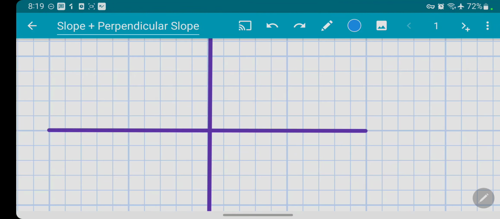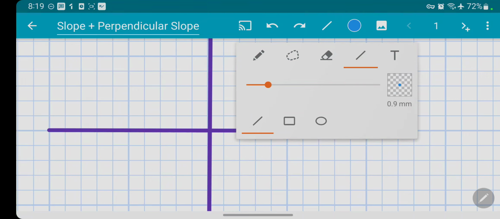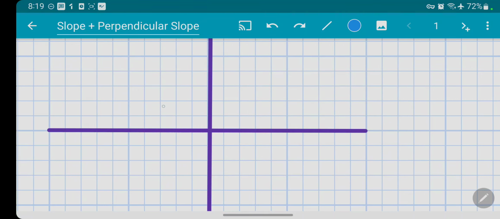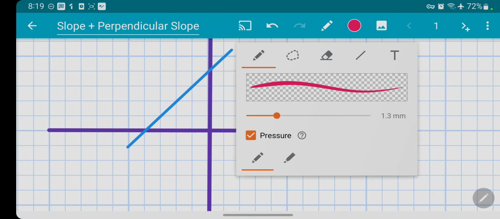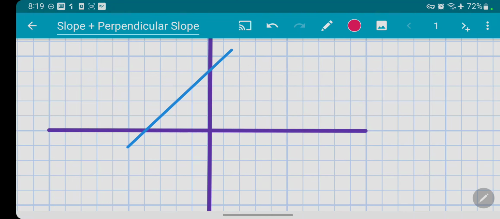I want to talk about one more special case line, and that is the line that goes up 1, forward 1, or a slope of 1, 1 per 1. Yay. So let's write this down. Up 1 in the y direction, forward 1 in the x direction. That's a slope of 1.